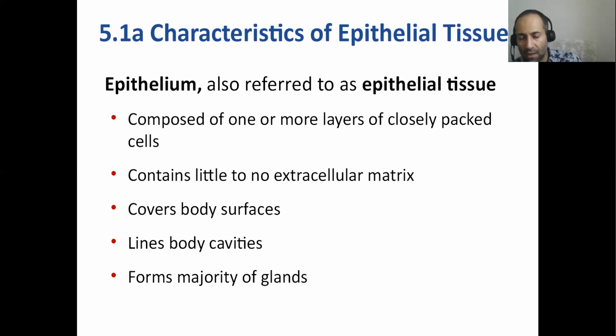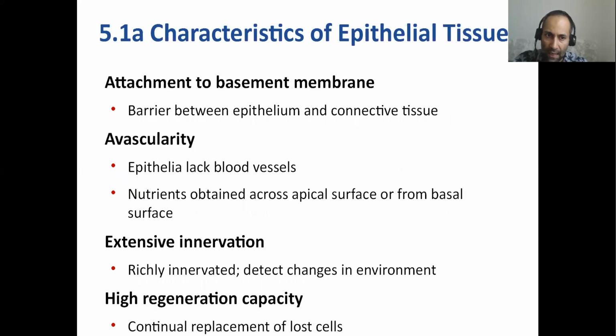They're, as we can see here, made up of 1 or more closely packed layers of cells with little to no extracellular matrix. What is a matrix? The surrounding tissue to the epithelium, okay? It's basically made up of extracellular fluid, cells, and connective tissue, okay? So that's what we are looking at.